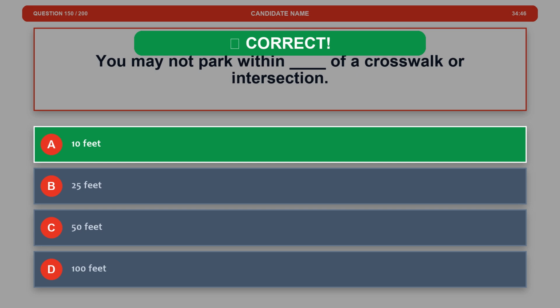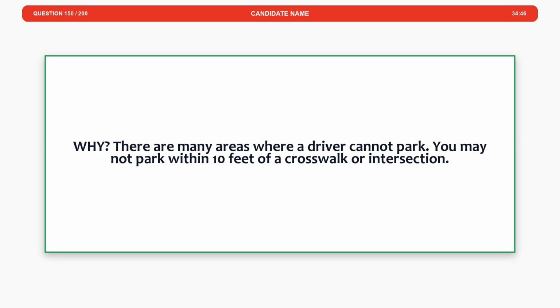The correct answer is option A, 10 feet. Explanation. There are many areas where a driver cannot park. You may not park within 10 feet of a crosswalk or intersection.